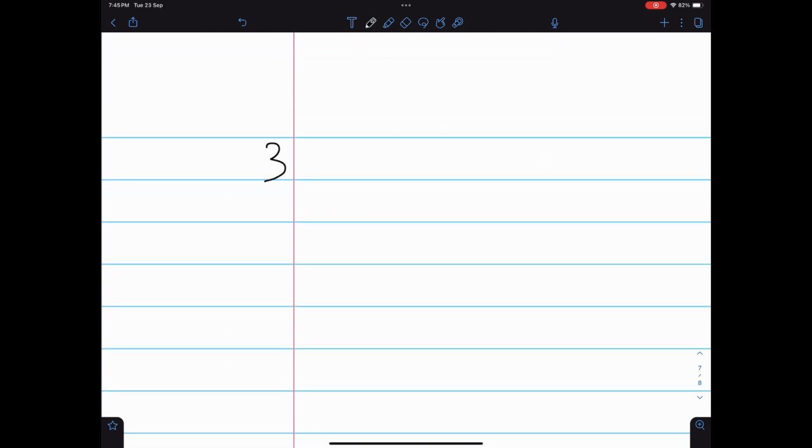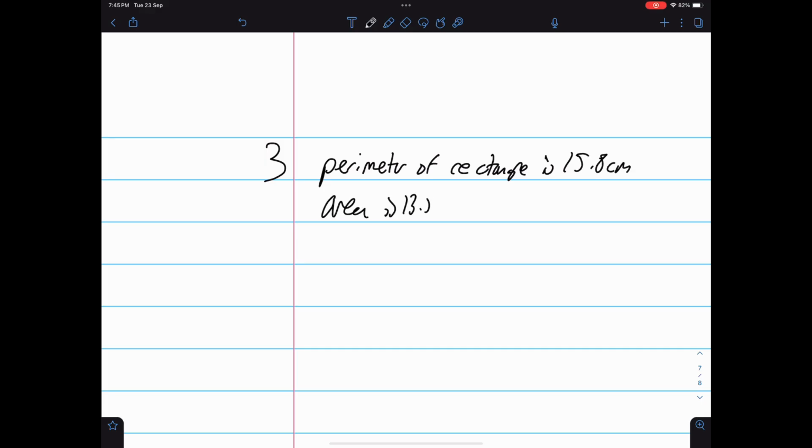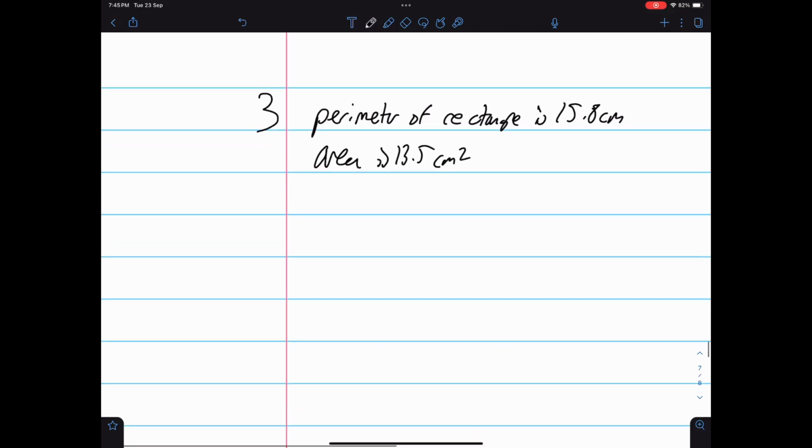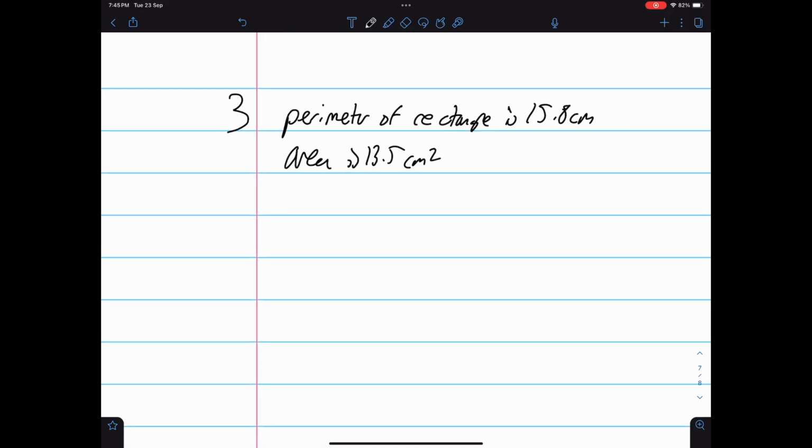Question 3. Perimeter of rectangle is 15.8 centimeters. Area is 13.5 centimeters squared. Now we need to find the lengths of the sides of the rectangle.